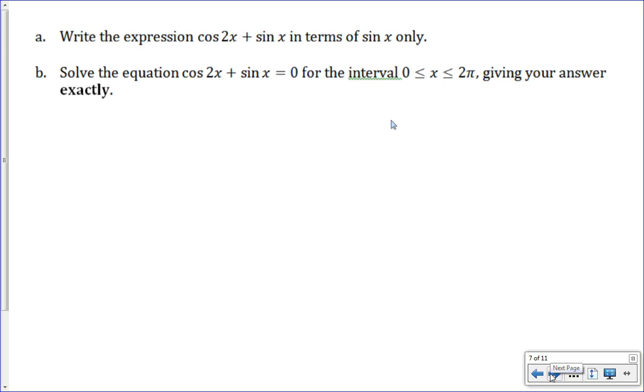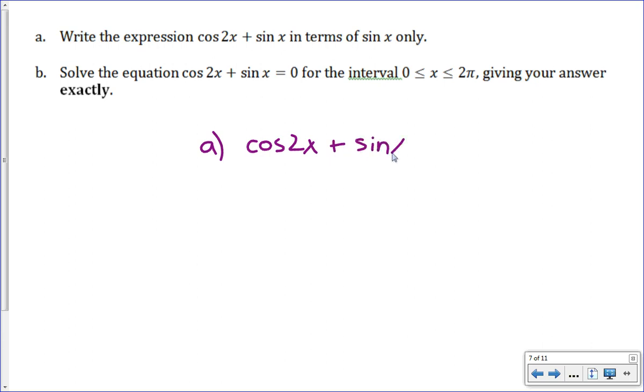All right, here's an example where it might be necessary to manipulate your equation first before solving it. We're not going to be able to solve an equation that has cosine and sine in it, typically. I guess you can if the equation is laid out in a specific kind of way. Here we wouldn't be able to solve cosine 2x plus sine x equals 0 unless we do part A first, which says to write the expression cosine 2x plus sine x in terms of sine only.